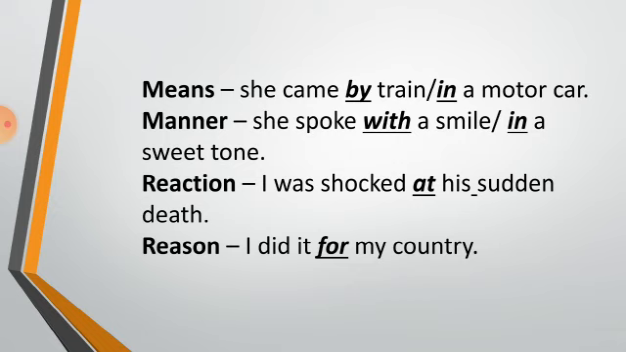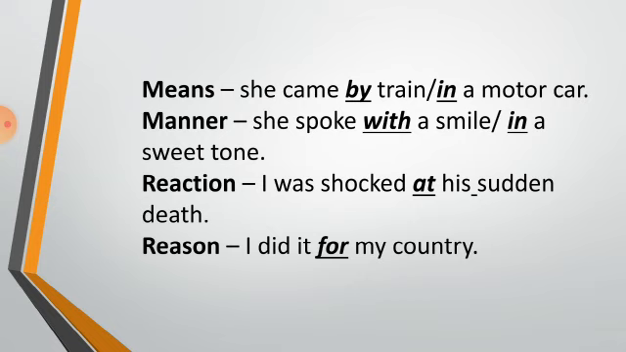Students, besides the relationship of time and place, you can use prepositions to express many other different kinds of relationships, such as means, manner, reaction, or reason as well. She came by train. By is basically showing in this sentence some kind of means. She spoke with a smile. With is basically showing in this sentence the manner of that lady.